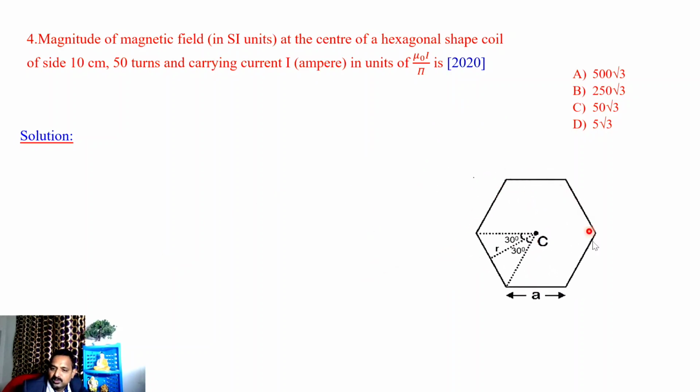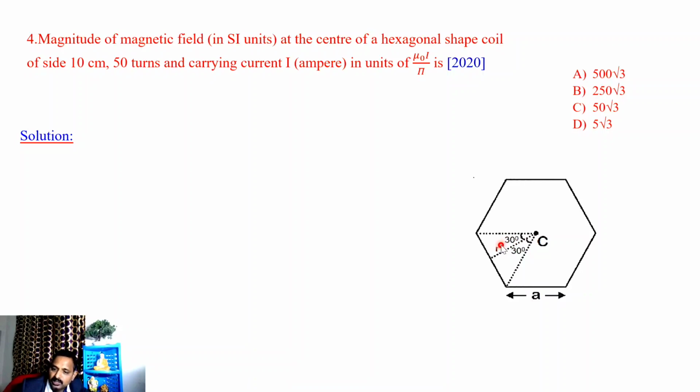Here it is a hexagonal shaped coil which has 6 sides. Hexagonal means it has 6 sides, my dear student. Each side is a, my dear student, here. So we have to find the strength of the magnetic field at the center of this hexagon in terms of mu naught I by pi. Here I am considering one side. That side is a finite conductor. The point C, which is the center of the hexagon, is at a distance r from this side. So for a finite conductor at point C, what is the formula for finding the strength of the magnetic field?